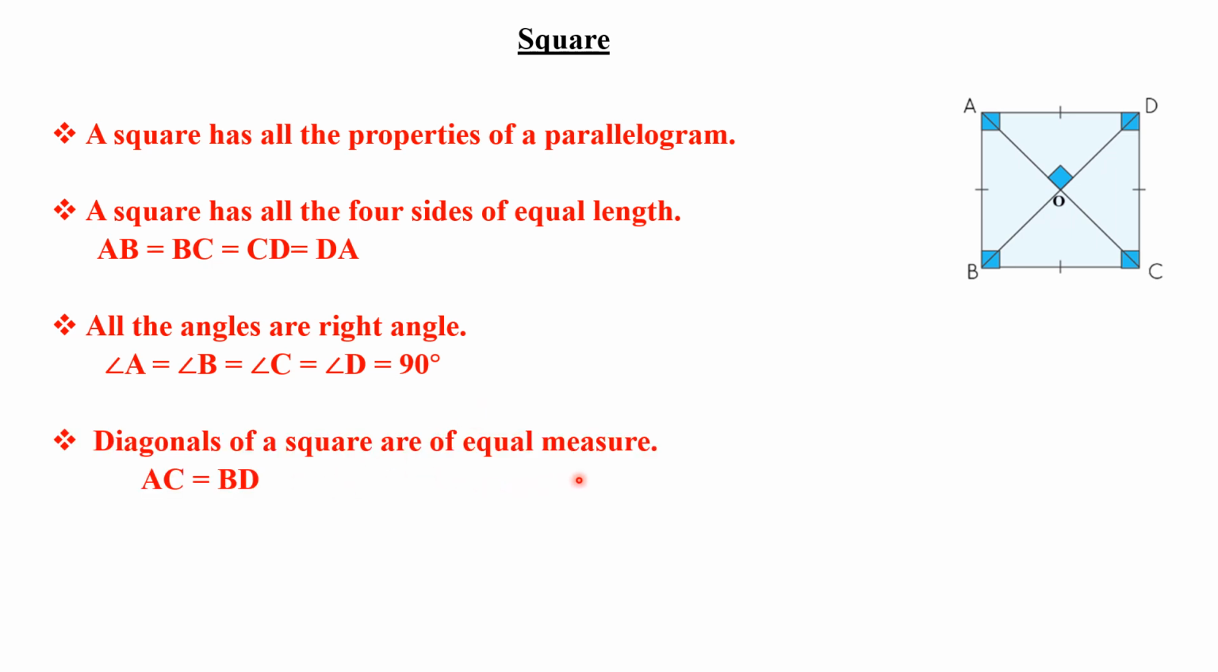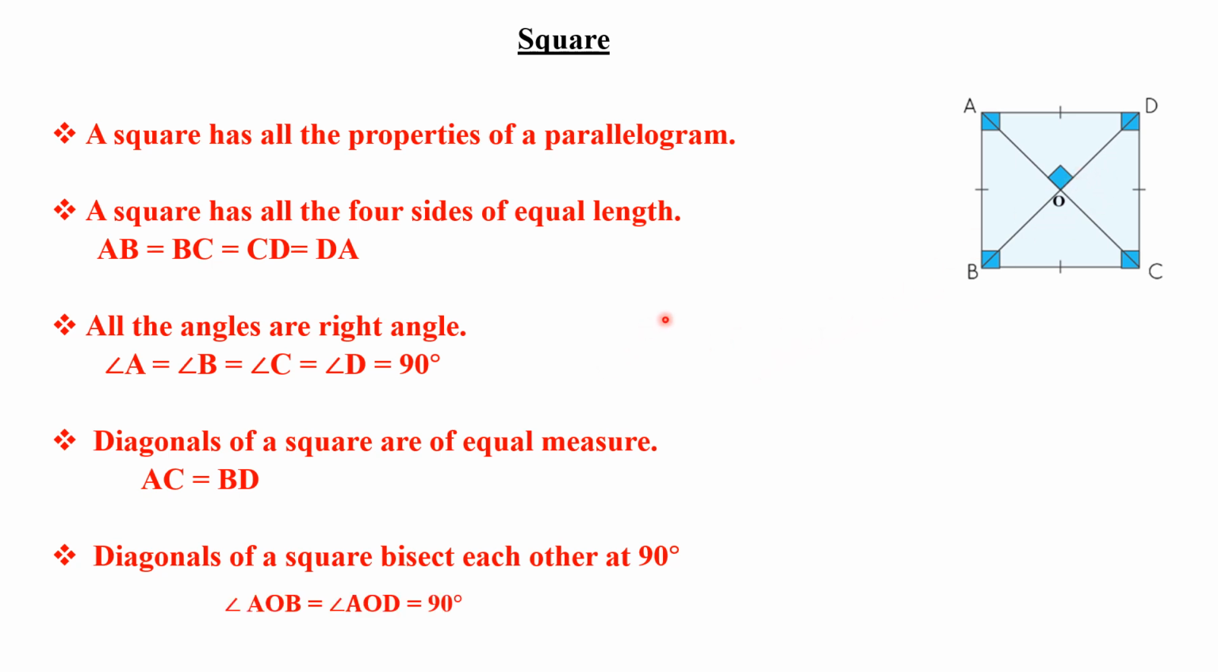Diagonals of a square are of equal measure. Like a rectangle, in a square also the diagonals will be of equal measure. So AC will be equal to BD. And the diagonals of a square bisect each other at 90 degrees. So angle AOB will be equal to angle AOD, equal to 90 degrees. Okay.